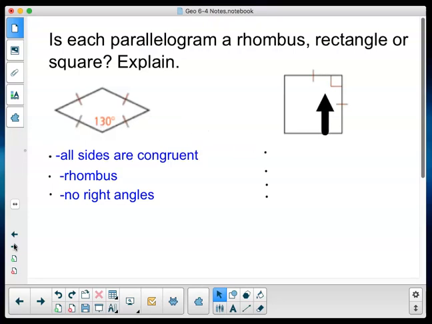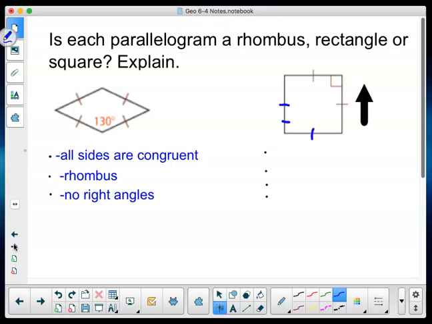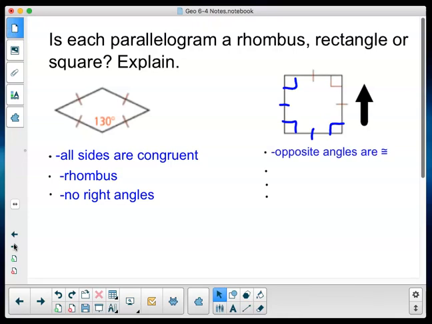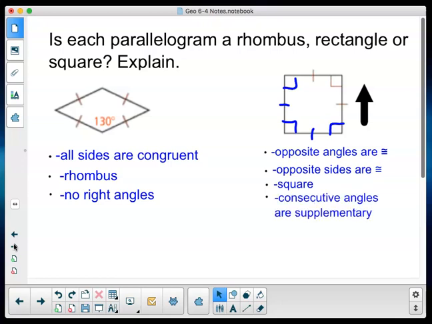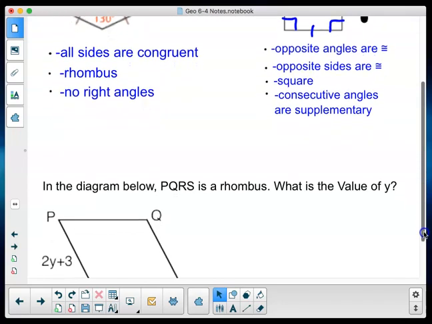In this next one, I know this is a parallelogram. Please notice that these are parallelograms. This is the same and this is the same. Because they're parallelograms, opposite sides are congruent, opposite angles are congruent, and consecutive angles are supplementary. So it's got to be a square. That's where I'm getting all those properties.